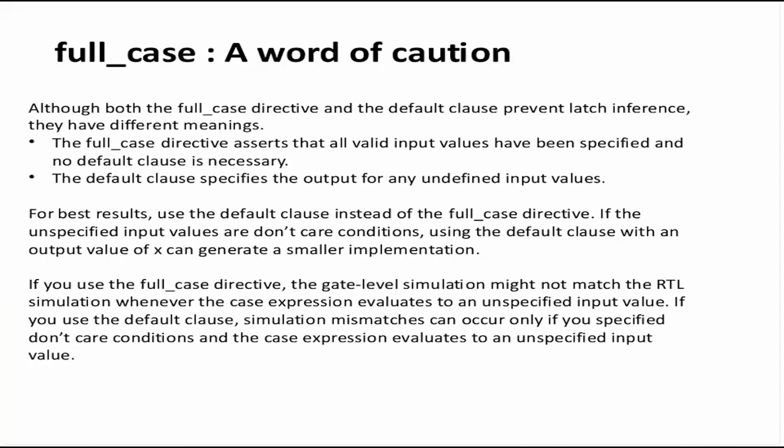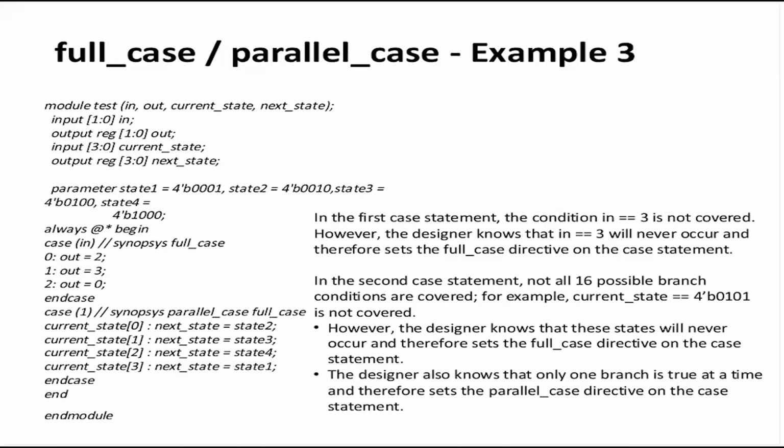Now what can we do? We do not want to use the full case, yet we want the hardware to be optimal. In such cases, use the default clause with an output value of X. So in this case we say default out is equal to X. This tells DC that okay boss, this is full by design, it will take care of the inference, and now we are free to use the don't care bit during optimization.